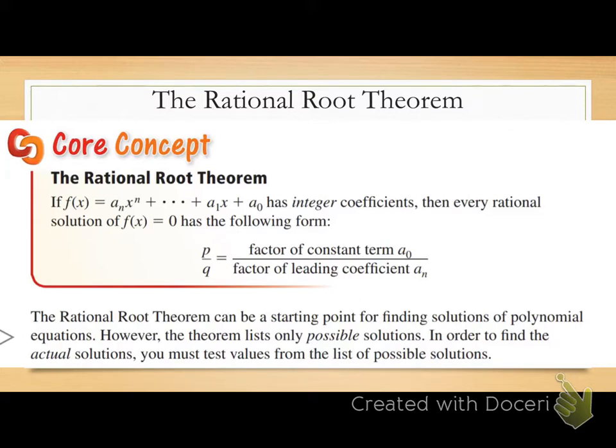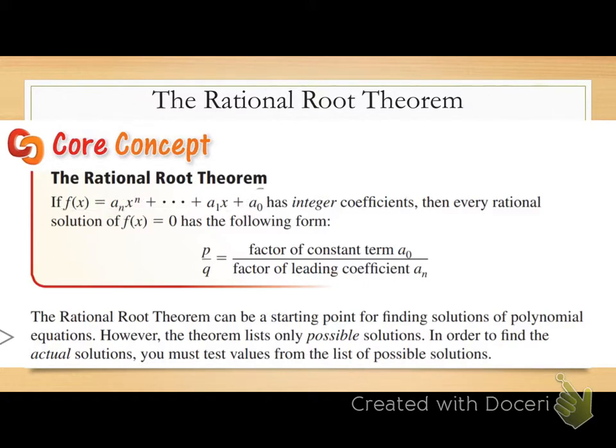So don't let this throw you off. That's just a general form of our polynomials. This a sub n is just our leading coefficient. And this is our highest degree right here, x to whatever power our highest degree is. And then a sub 0 is just my constant term. This is just a general representation of polynomials. So don't let that scare you.